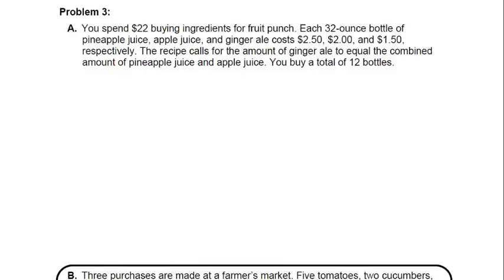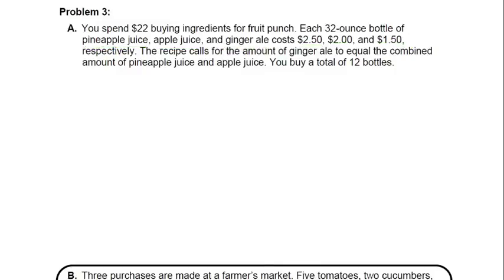Alright, this is chapter 2.2, problem 3. It reads, you spend $22 buying ingredients for fruit punch. So they're making punch. Each 22-ounce bottle of pineapple juice, apple juice, and ginger ale cost $2.50, $2, and $1.50, respectively. What they mean by respectively is basically they paired up in that order. So pineapple is $2.50, apple is $2, ginger ale is $1.50.